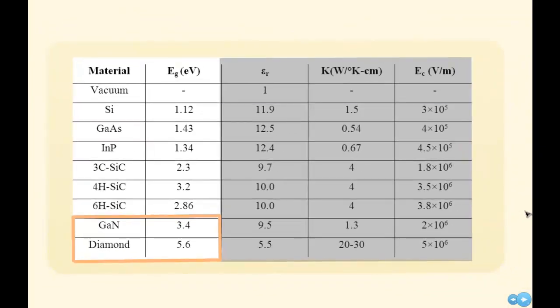So, if we take a look at our table again, we can see that gallium nitride and diamond have the highest band gaps of all semiconductors, and this is what allows them to have a very high breakdown field, which is advantageous to produce high RF output powers.